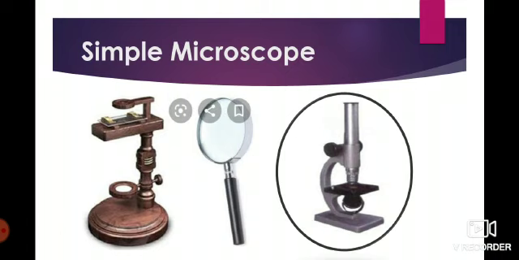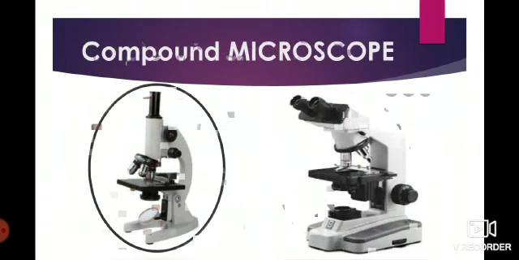Next we will learn about compound microscope. It is also used to see tiny objects, and it has more magnification power than simple microscope. So the compound microscope has more magnification power. The construction of compound microscope.